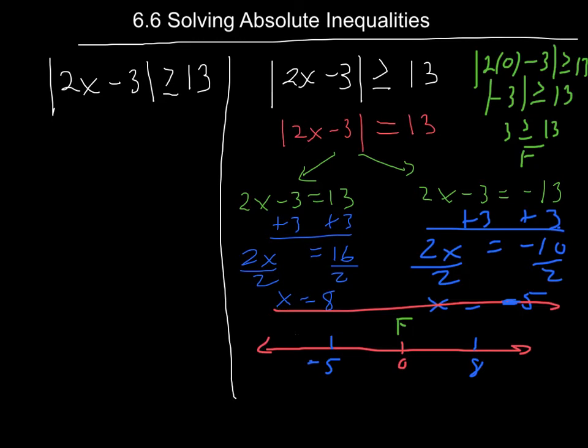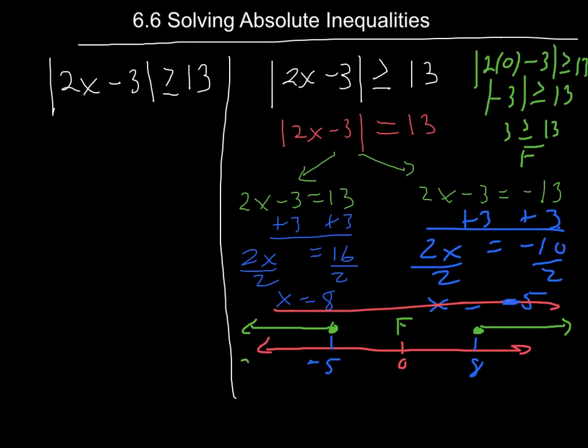So above my dividing point, I should put in a dot, and above this dividing point, I should put in a dot. And then that means that the arrows go away from my sign. And if I've done those two things, then I can write my answer.